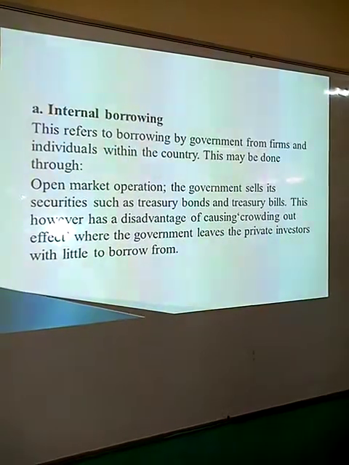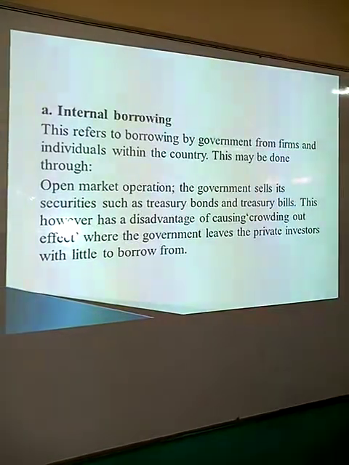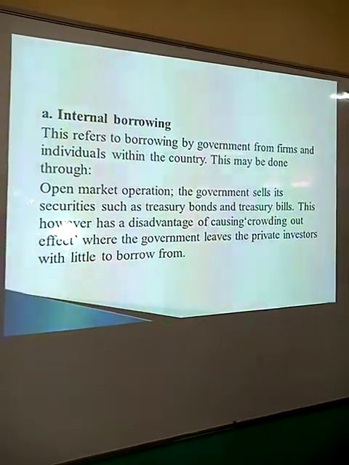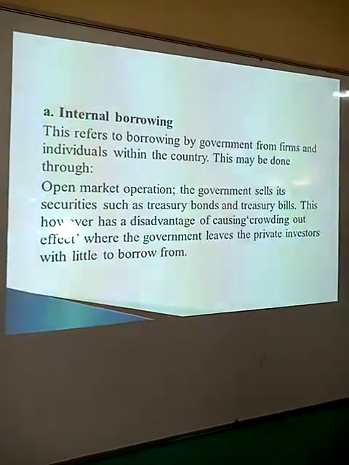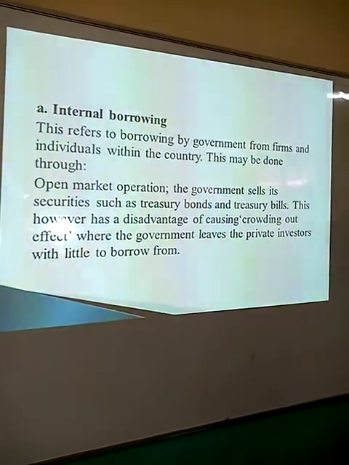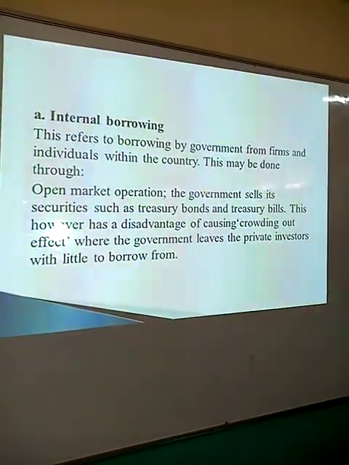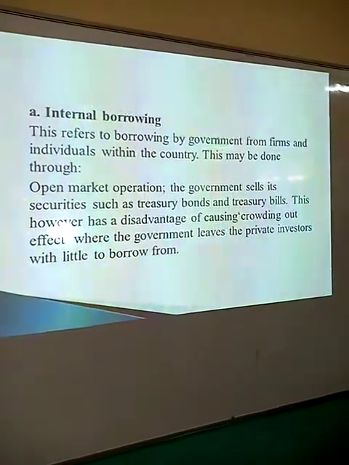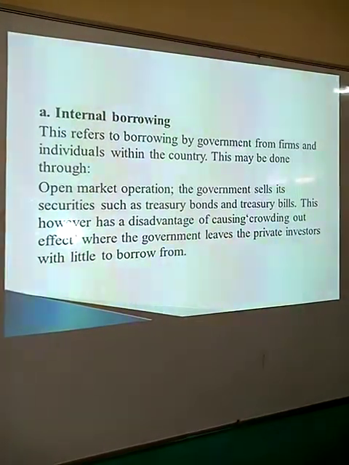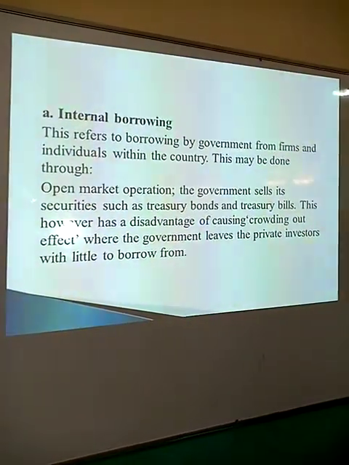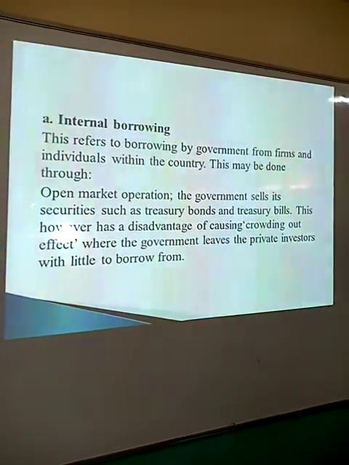One, open market operations. This is where the government sells its securities such as treasury bonds and treasury bills. This, however, we are told, has a disadvantage of causing something we call a crowding out effect, where the government leaves the private sector with little to borrow from, the individuals whom they've already undertaken to borrow from. Let me just explain this aspect of crowding out effect.